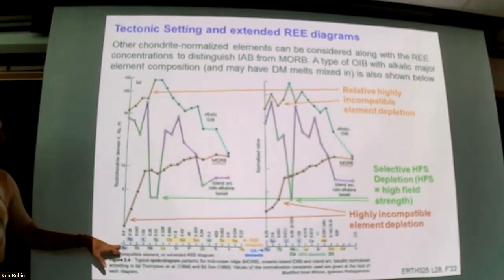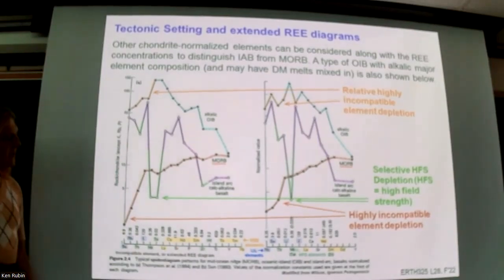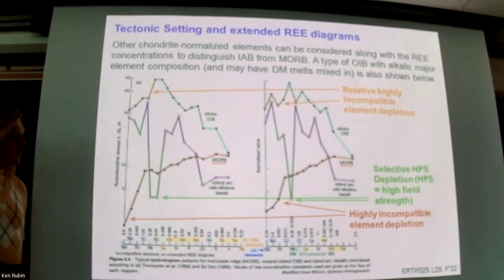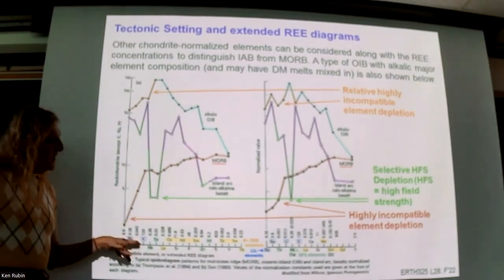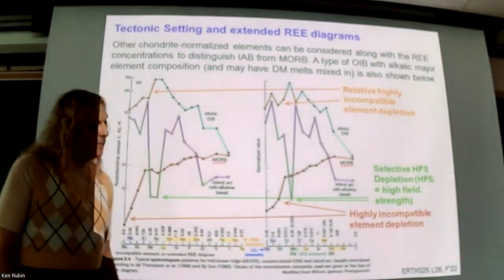These are all plus one ions. This is a plus two ion, so it's a lot smaller. These are just two different diagrams that have slightly different orderings of the elements.